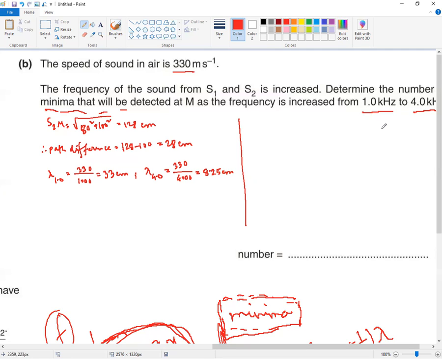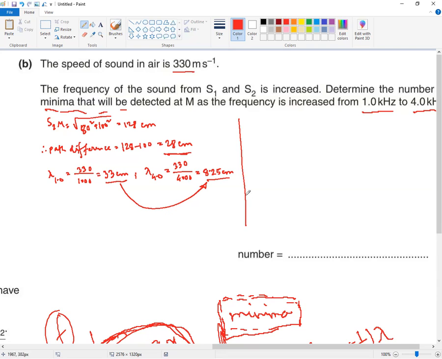Now, this is the part that I need to understand. As the lambda changes from 33 centimeter to 8.25 centimeter, this is a change that is going to happen continuously. How many minima should pass through that point? Which means for this much path difference, how many of these lambdas that lie within this range agree with the logic of minima?